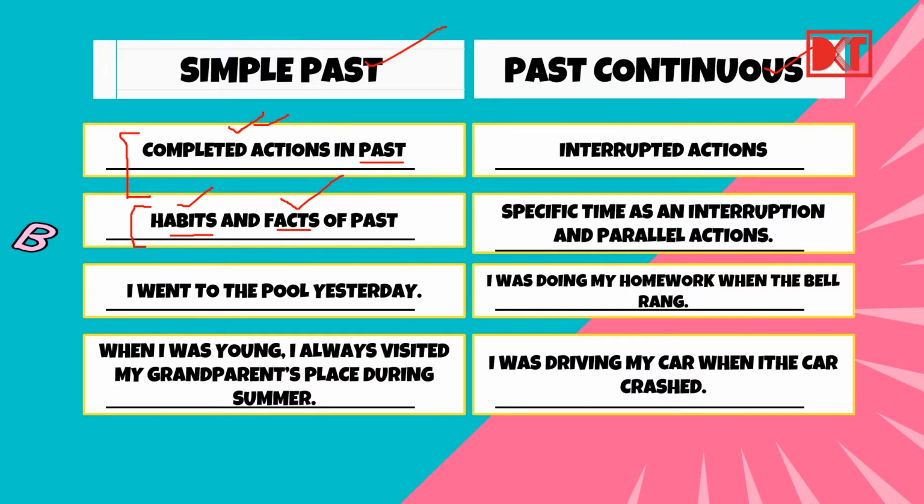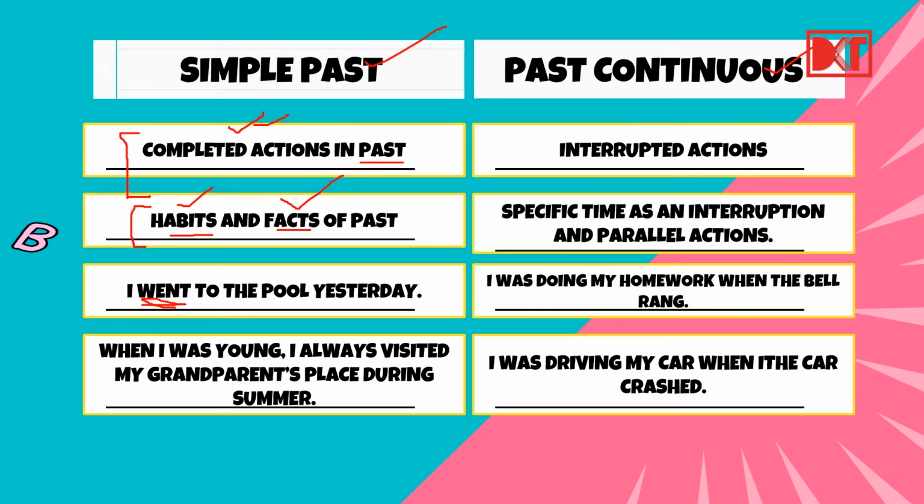Example, I went to the pool yesterday. अब ये एक एक्शन था जो मैंने कल कंप्लीट कर लिया. मतलब कि मैं कल I went to the pool yesterday, मैं कल पूल पे गया था या गई थी और वो जो एक्शन था वो कल ही कंप्लीट हो गया, राइट? कल होके आ गई. So I went and this is the completed action in the past.